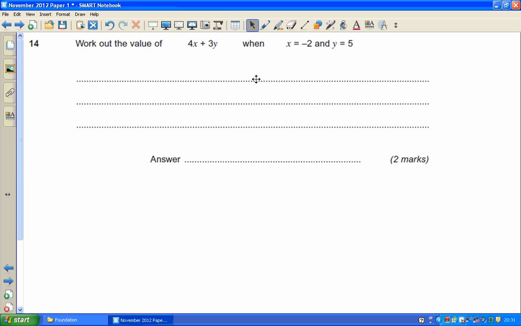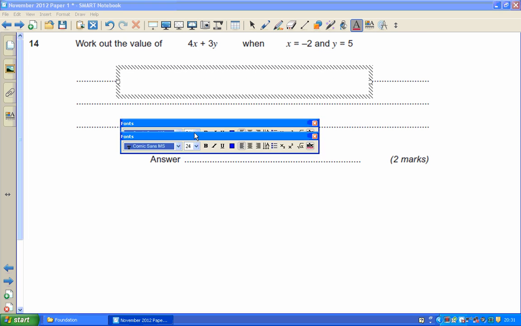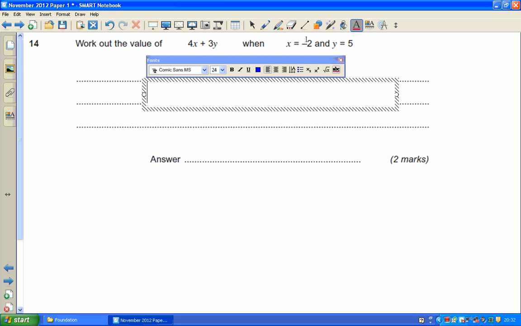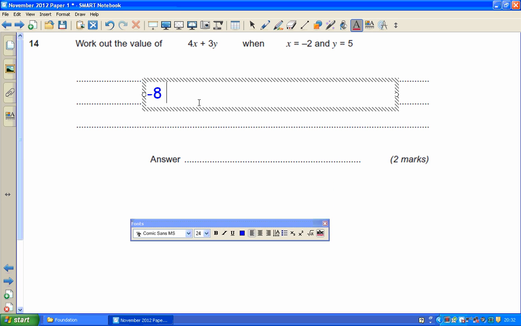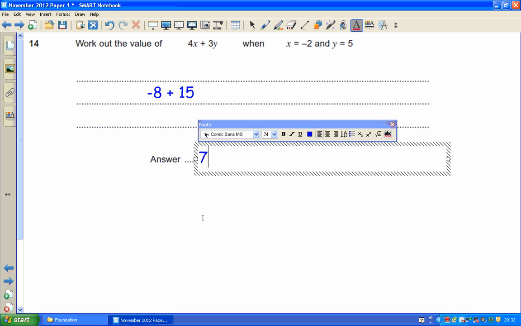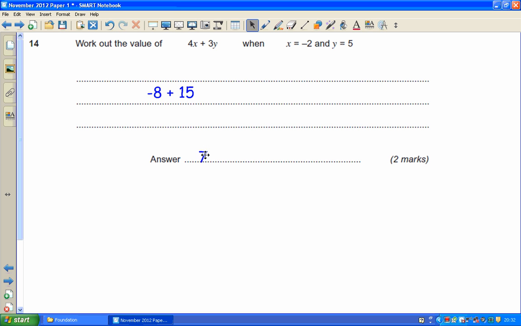Question 14. Algebra. 4x plus 3y when x is minus 2 and y is 5. So first job then is to do 4 times our x value. Well, our x value is minus 2, so 4 times that is going to be negative 8. To that we're going to add on 3 lots of the y value. Well, y is 5, so 3 lots of 5 is 15. So minus 8 add 15 is 7. So there's our answer to that one, is 7.